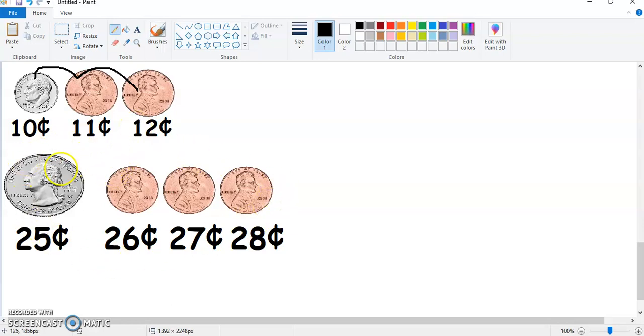Now we'll look down here. This is a quarter, and we know that when we see a quarter, we say 25. We start with 25 cents, always. Always jump to 25 when you see a quarter. So we start by saying 25, and we're adding 3 pennies. That means we're going to jump by ones. Here we go. So we'll start with 25 because it's a quarter. 26, 27, 28. So we know that 1 quarter and 3 pennies equals 28 cents in all.